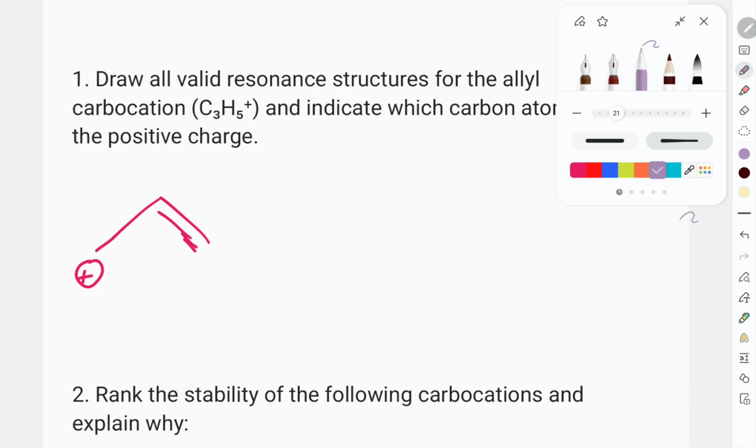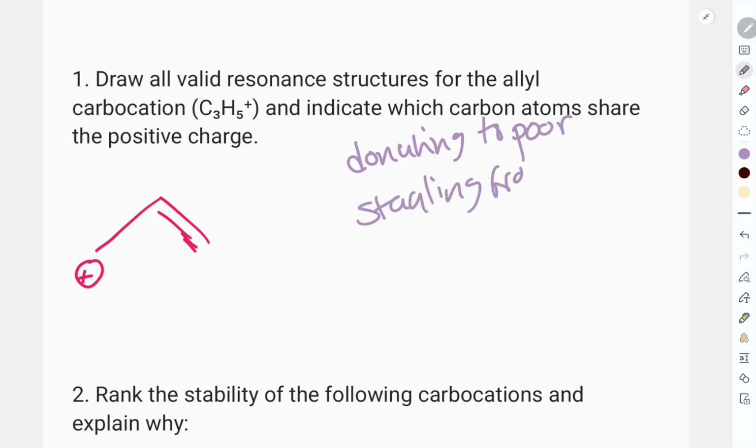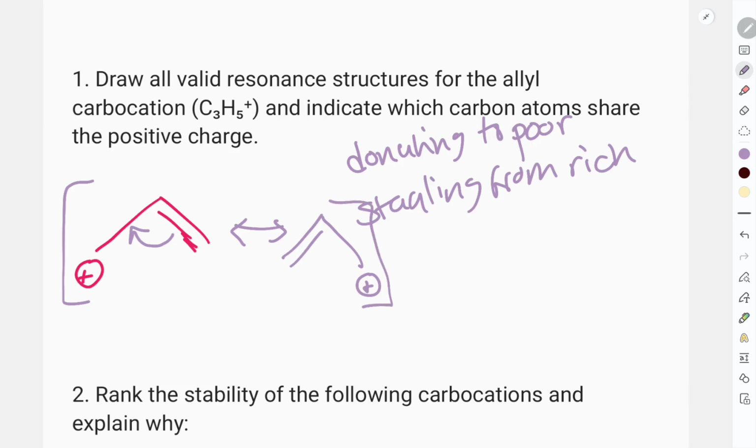Now, a concept to keep in mind when dealing with resonance is that you are donating to the poor, stealing from the rich. So electron poor areas, like in this case, we would donate electrons to there. So in this case, I can bring this double bond over here, and then it can become a structure looking like this. And that basically solves our problem. We have our two structures, and this charge is being shared over these three carbons.